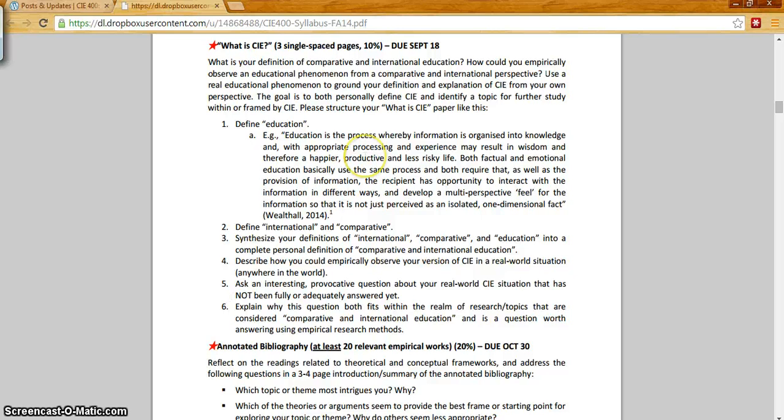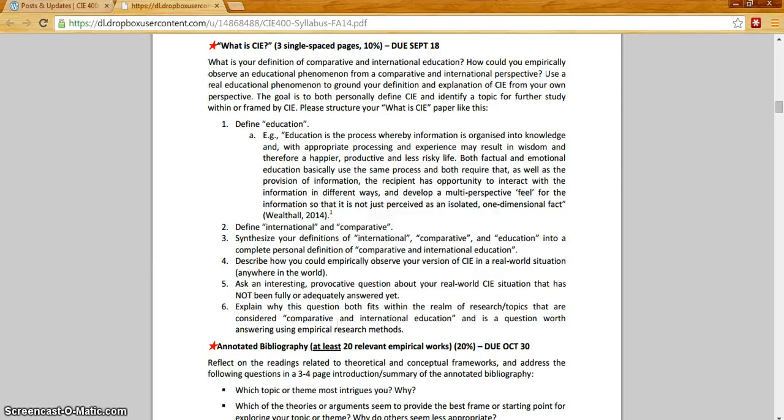You can see that these definitions can be big paragraphs, right? Paragraph, paragraph, paragraph, paragraph, paragraph, paragraph. You know, you got basically 7 paragraphs here. I think 7 paragraphs can fit into 3 single-space pages. So start thinking about that right now.